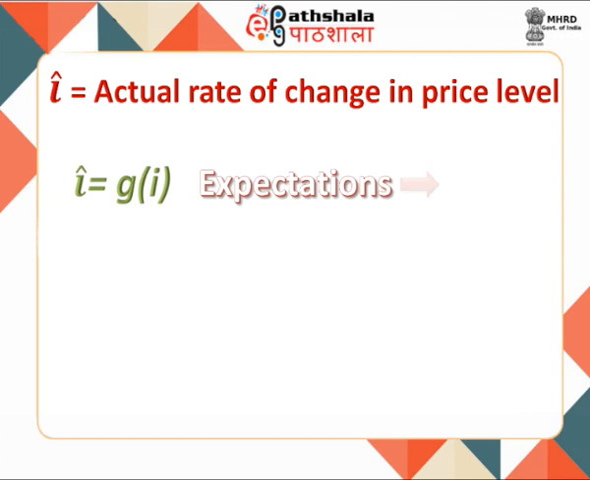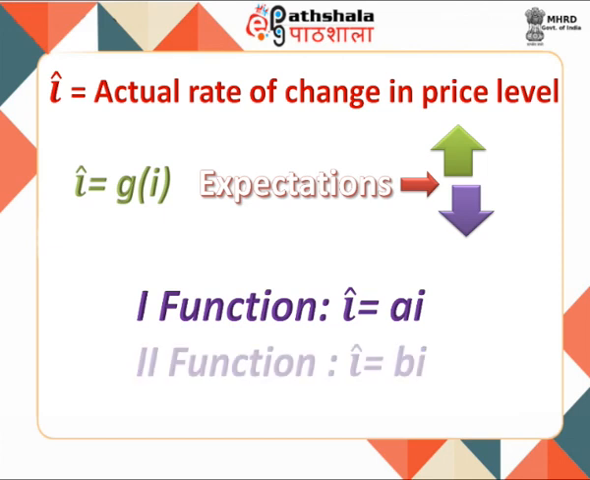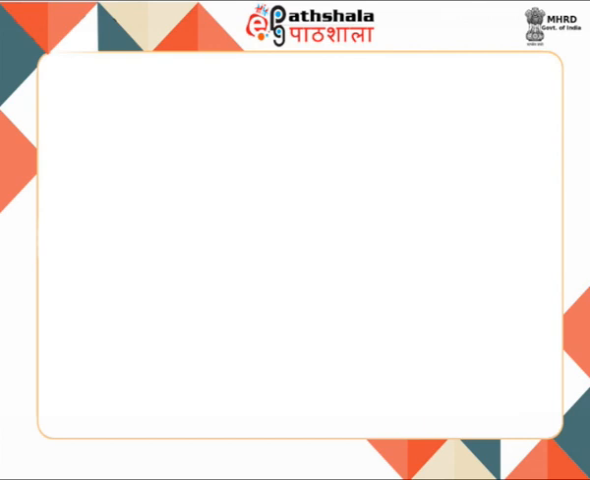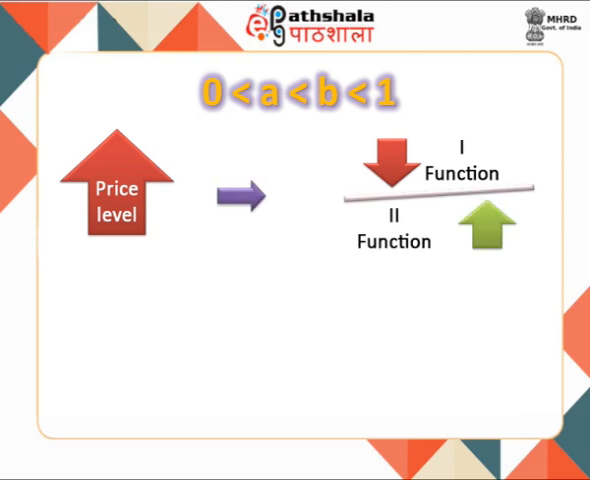Now expectations can be high or low. It is pertinent to know how the increase in expectation affects unemployment level. For this, consider two functions. The first function is I cap is equal to AI, and the second function is I cap is equal to BI. Now, 1 is greater than B, which is greater than A, which is greater than 0. This implies that in the first function, the expectation of increase in price level is low, and in the second function, the expectation is high.